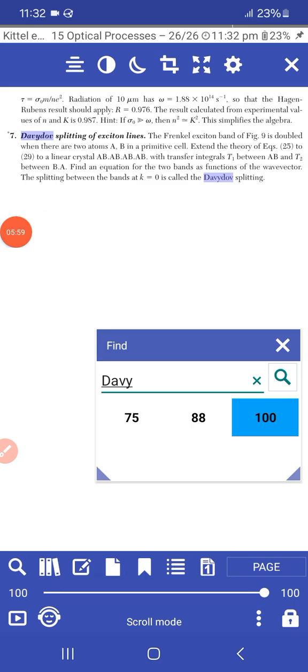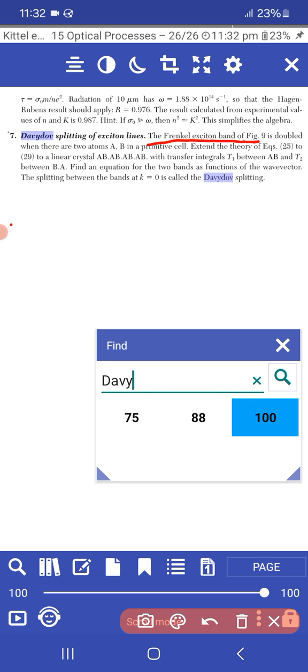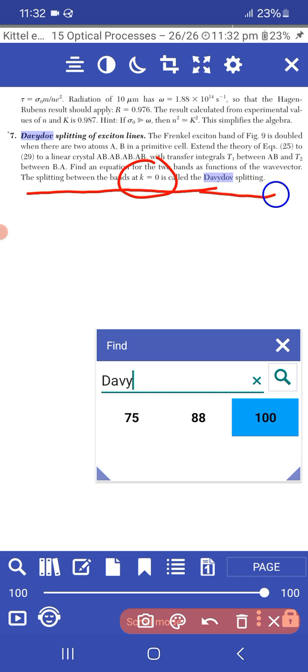What is Davydov splitting? The Frenkel exciton band is doubled when there are two atoms in the primitive cell. The splitting between the bands at k equal to 0 is called Davydov splitting.